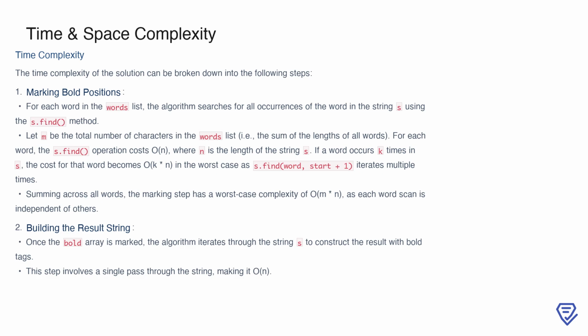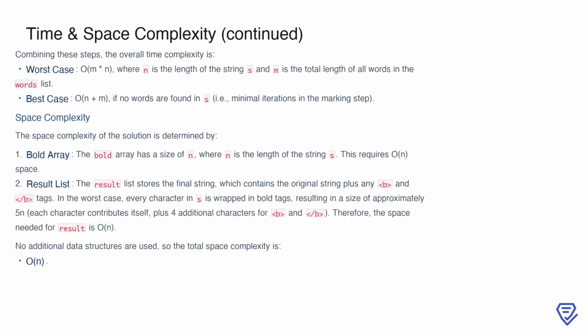Then, in the second step, after the bold positions are marked, the algorithm iterates through the string to construct the final result with the bold tags. This is a straightforward operation that only requires a single pass over the string, making it O(n). Together, these steps contribute to the overall time complexity of the solution. When we combine the marking and result building steps, the overall time complexity in the worst case is O(m*n), where n is the length of the string s and m is the total length of all the words in the list. However, in the best case, where no words from the list are found in the string, the marking step requires minimal iterations, and the complexity reduces to O(n + m).